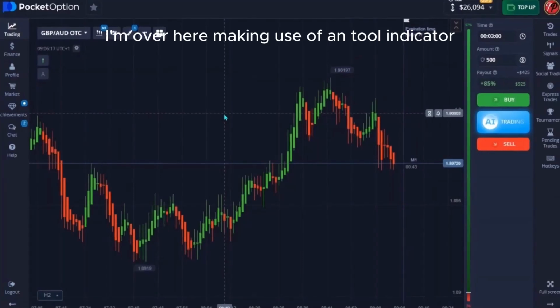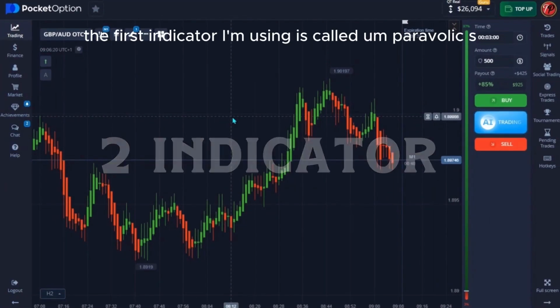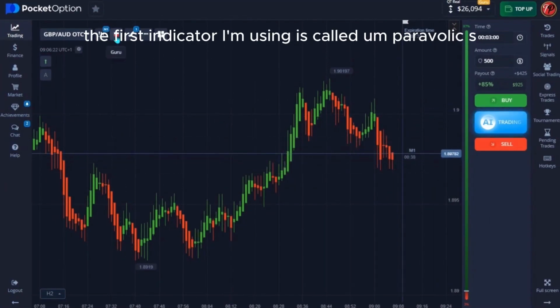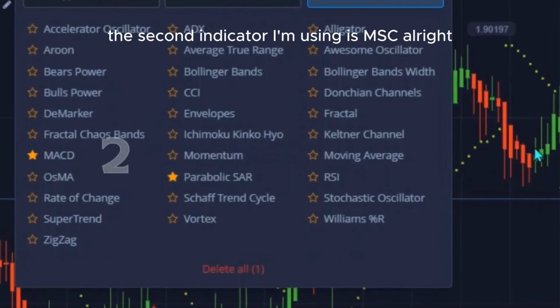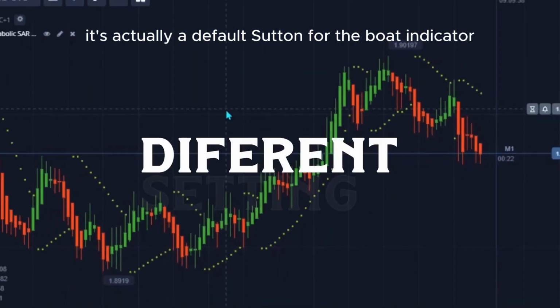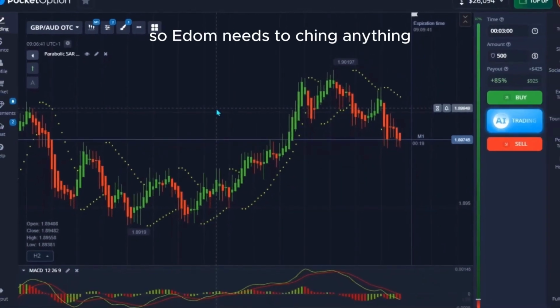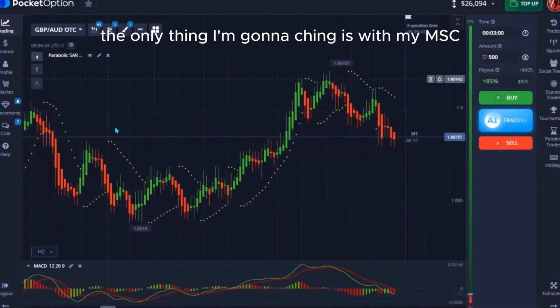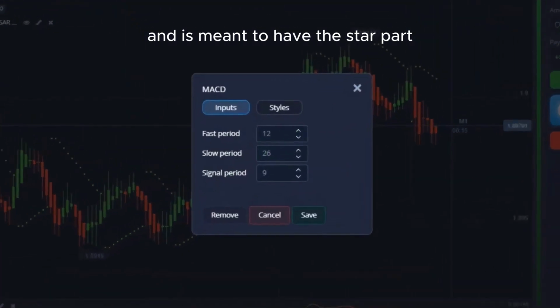I'm making use of two indicators. The first indicator I'm using is called Parabolic SAR. The second indicator I'm using is MACD. It's actually the default setting for both indicators, so you don't need to change anything. The only thing I'm going to change is with my MACD.